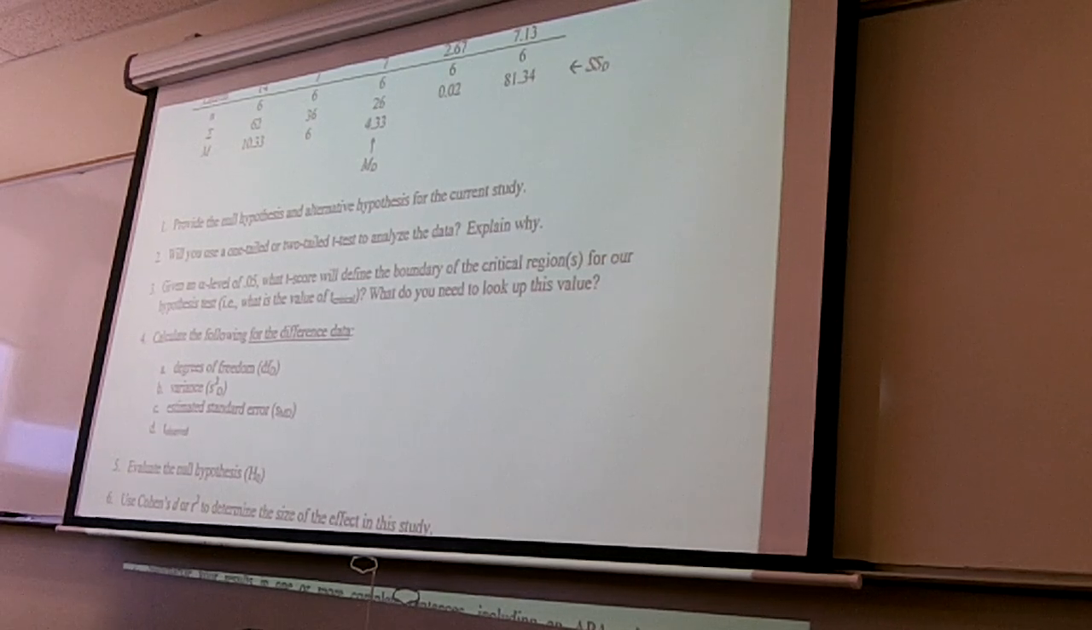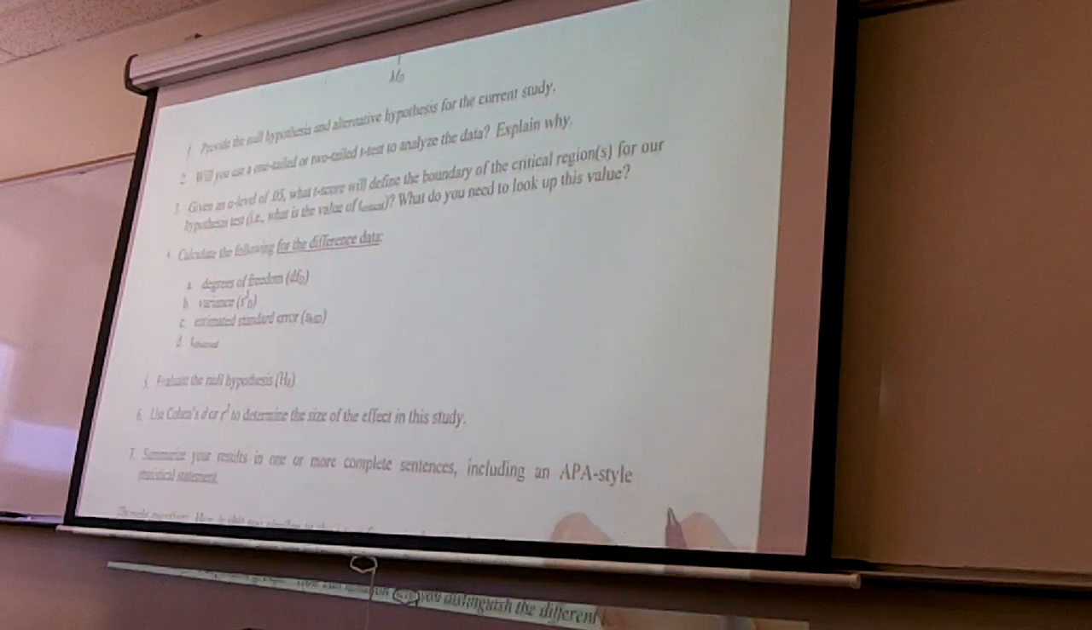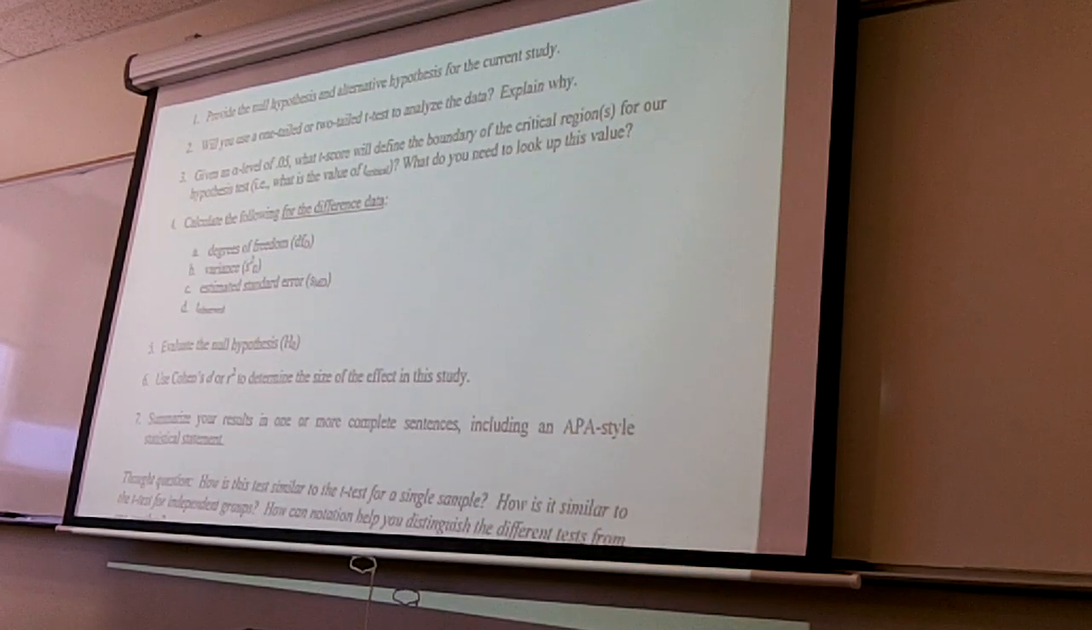So, everything else being the same, if you do a study between subjects and compared to within subjects, the critical value will always be further out in the tail for within subjects design. Okay. So, we figured that out. Now we have to calculate the following for the difference data.